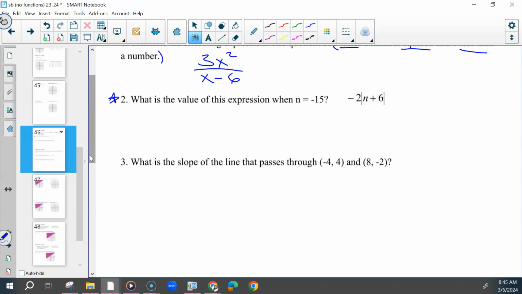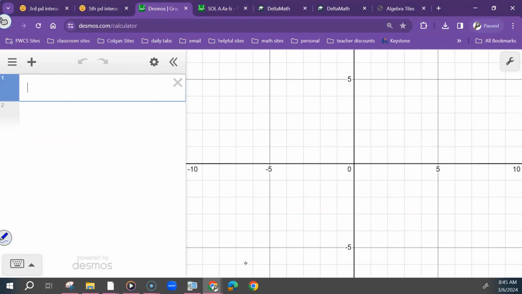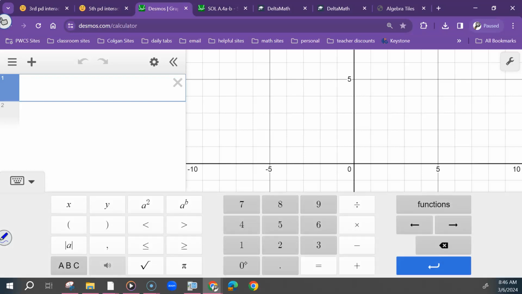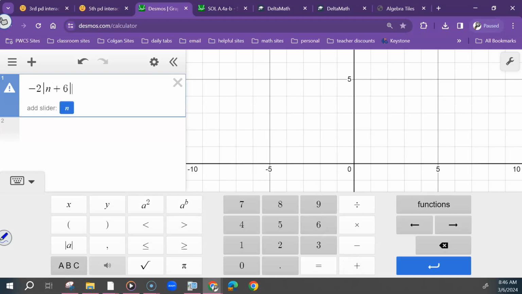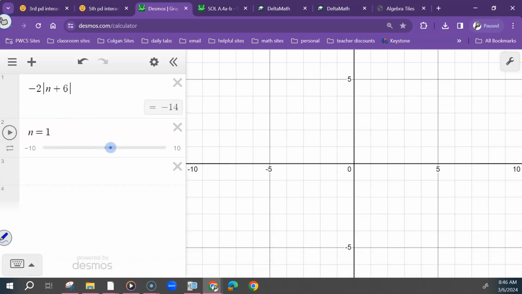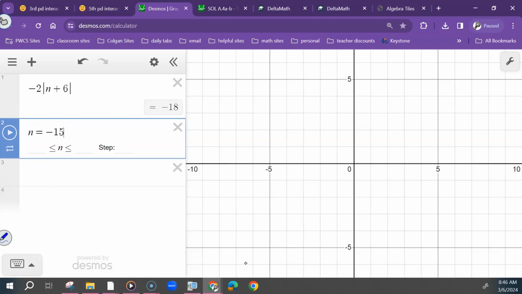So for number 2, if we were in Desmos, you need to put negative 15 into the absolute value. So I'm going to put it just with parentheses, but if you wanted to use n as your variable and add a slider, you could also do that. Actually, I'll do that instead. Negative 2. Your absolute value bars are here, or you can type in ABS and use parentheses. You want to add the slider, make it negative 15. And it gives us a value of negative 18. So negative 18 was your answer for number 2.